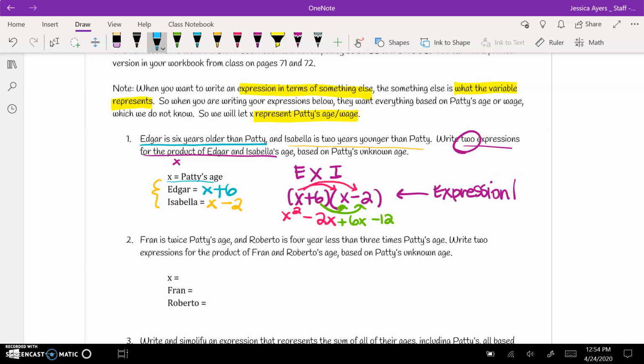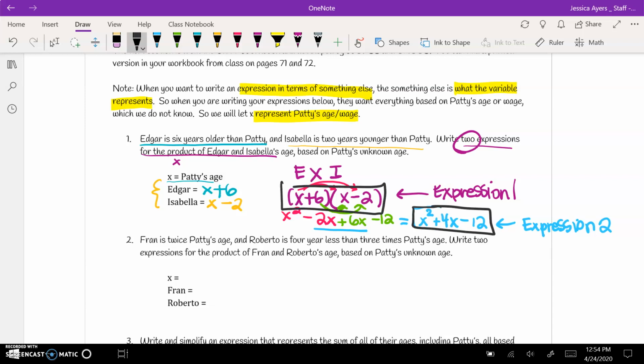Then to get my final simplified expression, I will just combine my like terms. So that's going to give me X squared plus 4X minus 12. And this is expression 2. So we want 1 in terms of the factors that are being multiplied to get to the product, and then 1 of the simplified multiplied out version of our expressions.